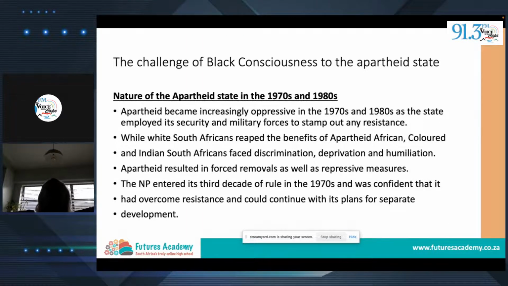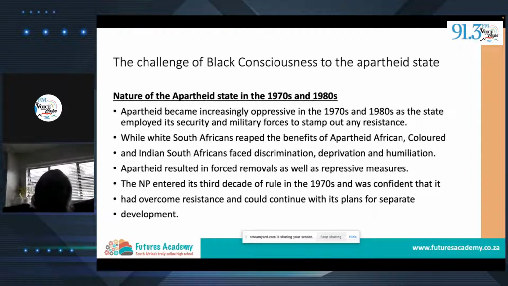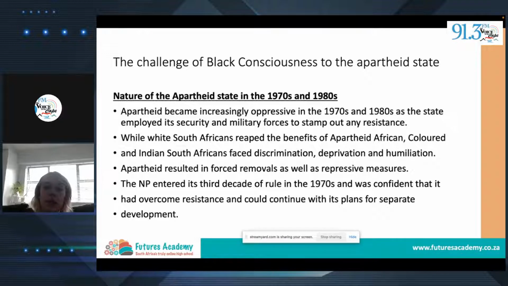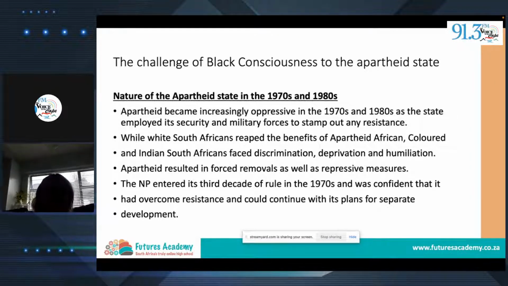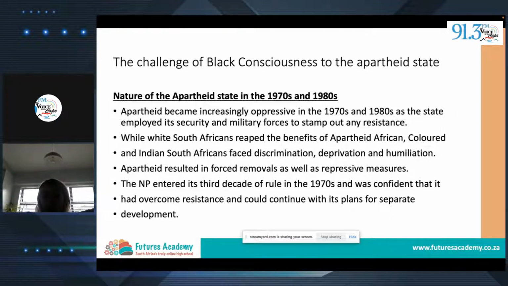Okay, so how did the apartheid state look in the 1970s and the 1980s? So apartheid became increasingly oppressive in the 1970s and 1980s as the state employed its security and military forces to stamp out any resistance. While white South Africans reaped the benefits of apartheid, African, colored, and Indian South Africans faced discrimination, deprivation, and humiliation. Apartheid resulted in forced removals as well as repressive measures. So forced removals as in removing people from where they lived and moving them to the homelands.